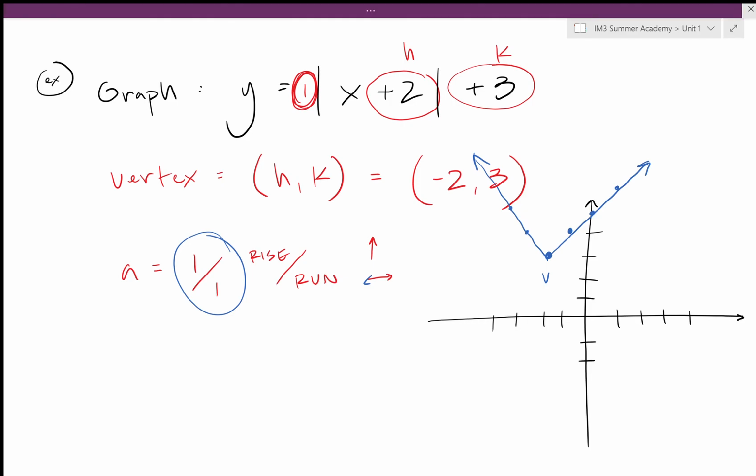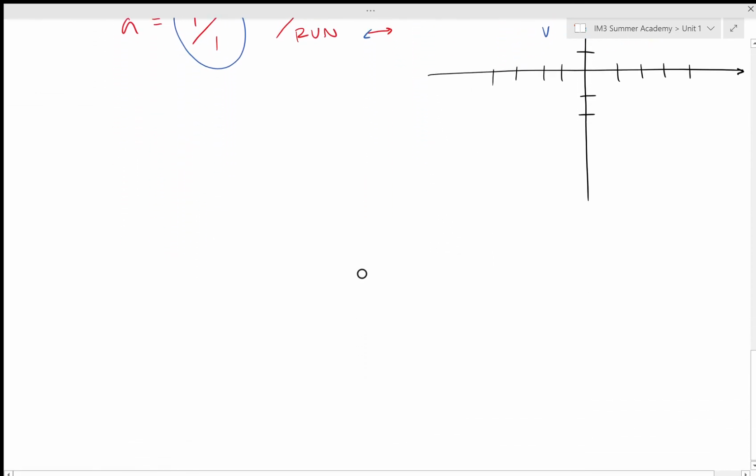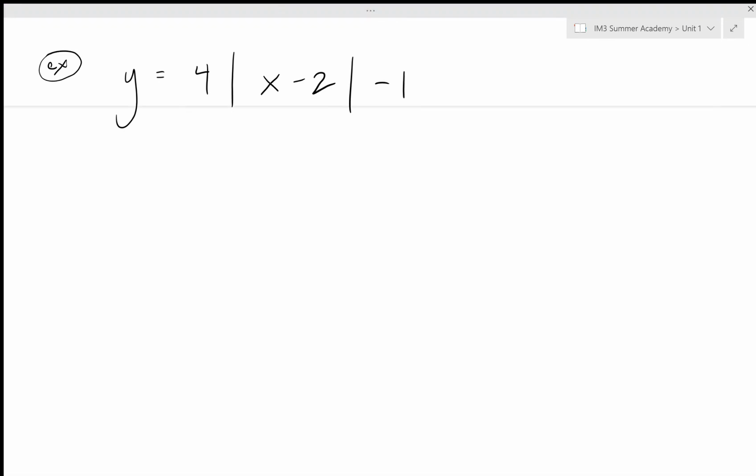All right, let's take a look at another one. Let's go ahead and graph the following. Y equals 4 absolute value x minus 2 minus 1. So we're going to do the same thing. We want to find the vertex and we want to find the slope.